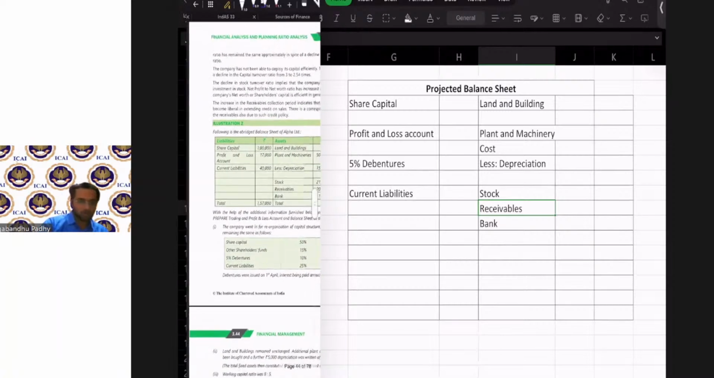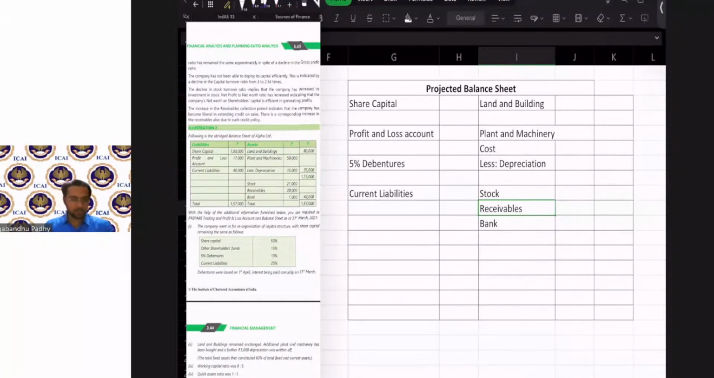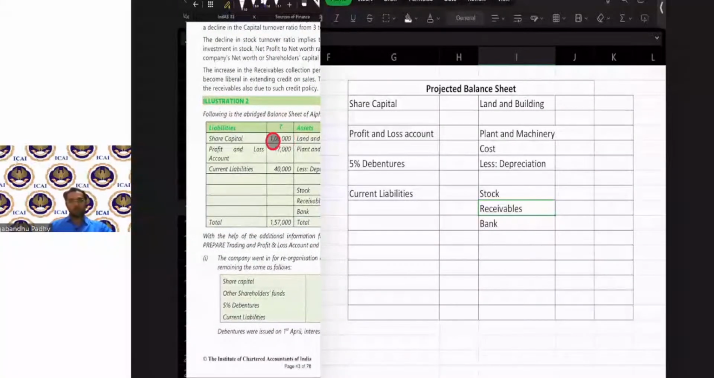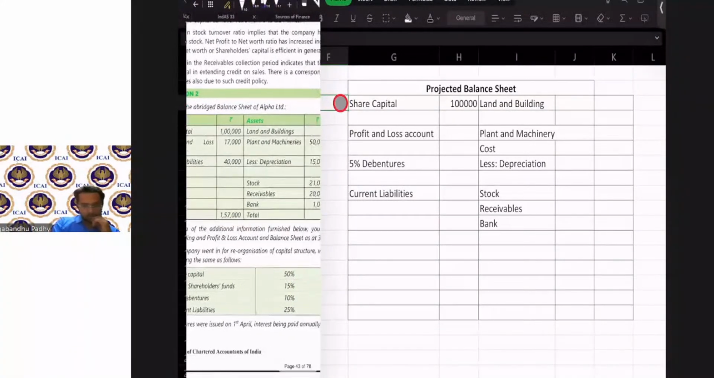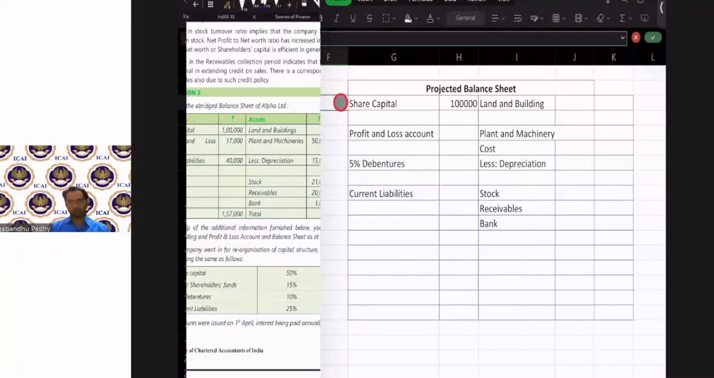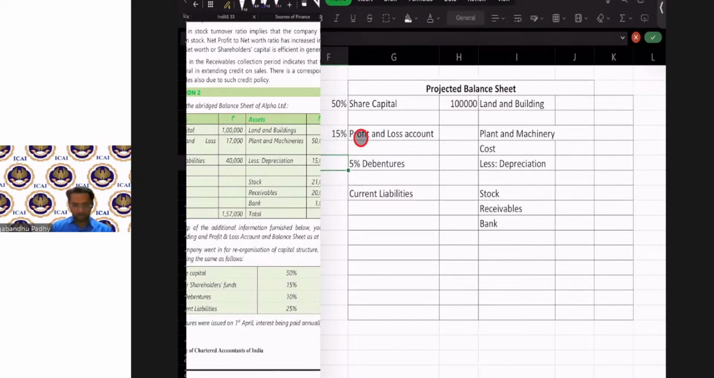Format is ready, guys. Now we have to run through the same thing. First up, the question is silent about share capital being 1 lakh, so the share capital would continue to be 1 lakh. Now, I'll use this share capital 1 lakh item over here. With that 1 lakh, as per the information in the question, share capital is basically 50%. Profit and loss account stands at 15%. Debenture is 10%. And then current liability is 25%.